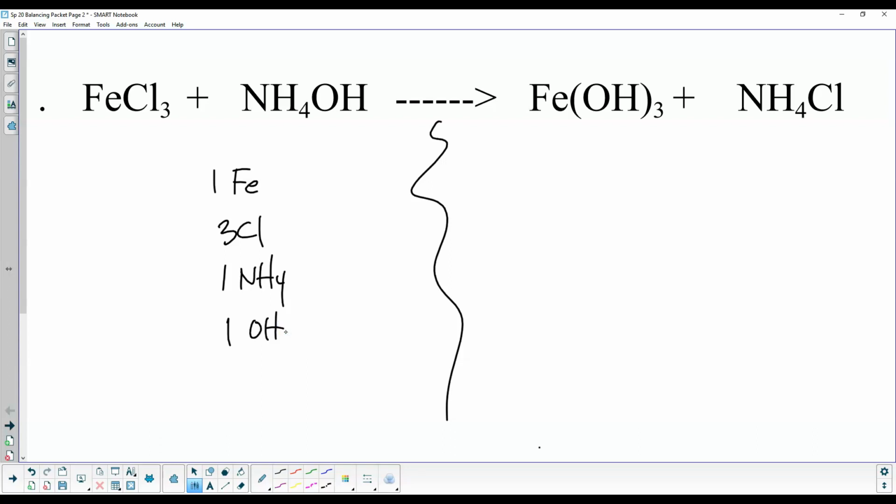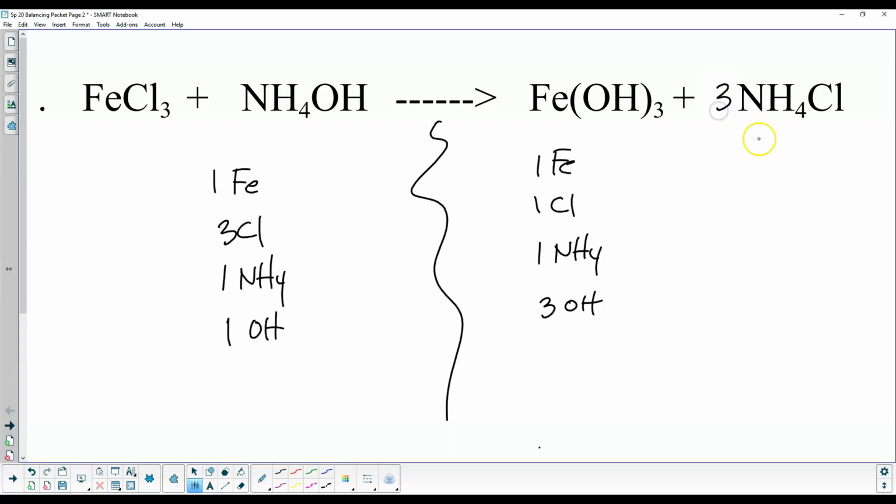Okay, on the product side, 1 iron. Chlorine, it appears there is one. Ammonium, it appears there is one. And then hydroxide, it looks like we have a total of 3. That parentheses around there means there's 3 of everything inside there, 3 hydroxides. Okay, that looks good. Iron is good on both sides, 3 chlorine and 1 chlorine.